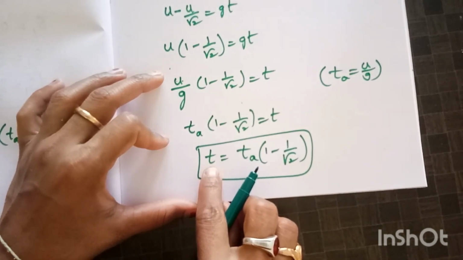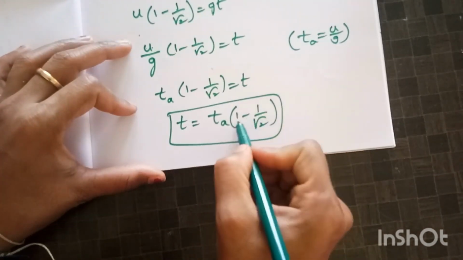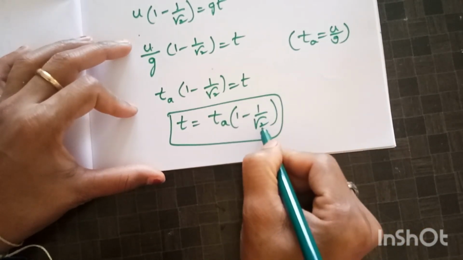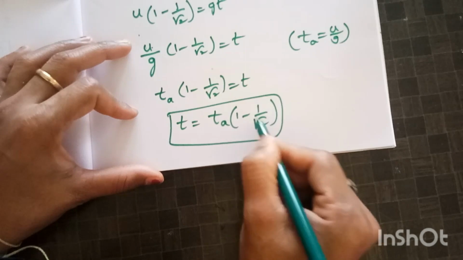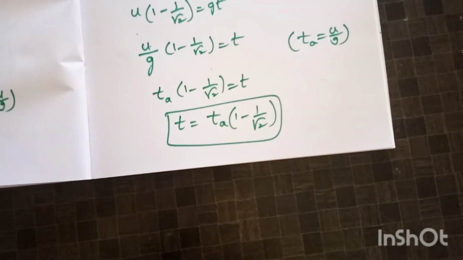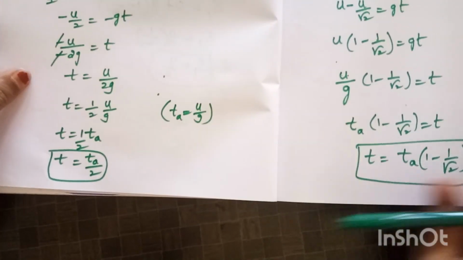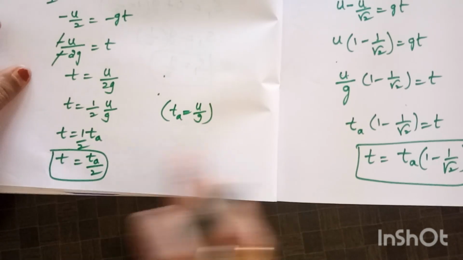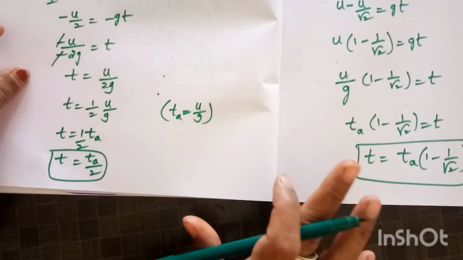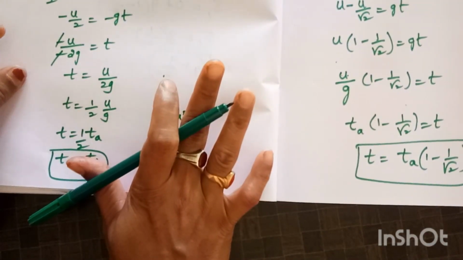For the half maximum height, the time will be t equals ta into 1 minus 1 by root 2. If you want the value of this, 1 by root 2 means 1 by 1.414. You can divide and subtract from 1, and you get the numerical value. So these are the times for 3/4 of the maximum height and half maximum height when an object is projected vertically upward. Projected vertically upward means we only take the time of ascent.